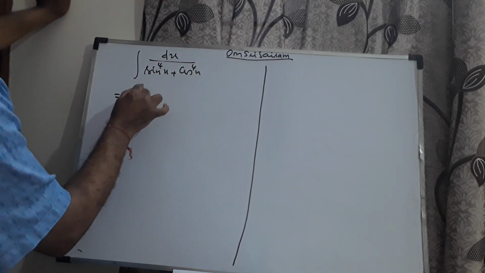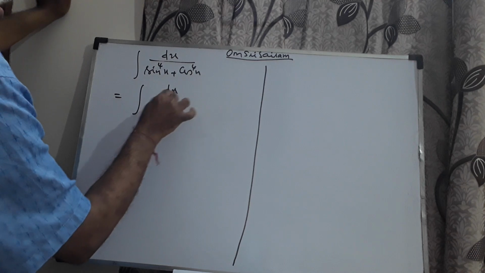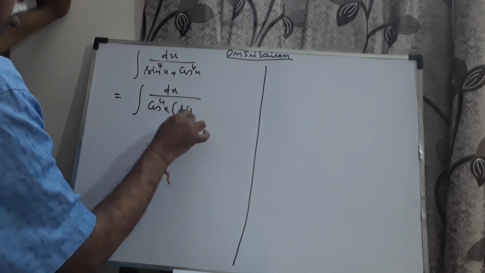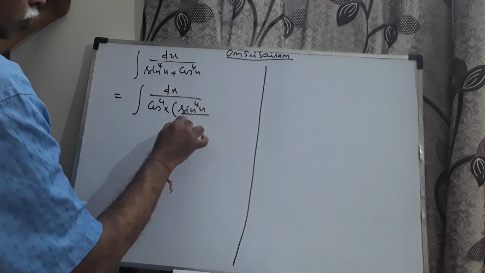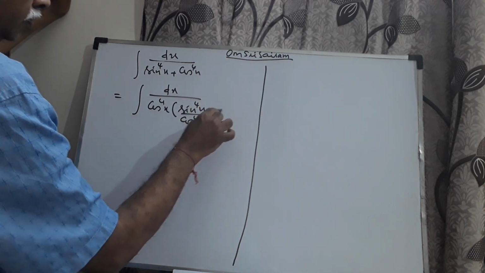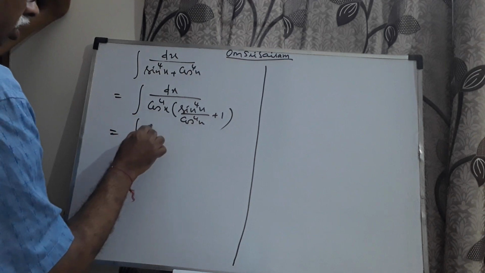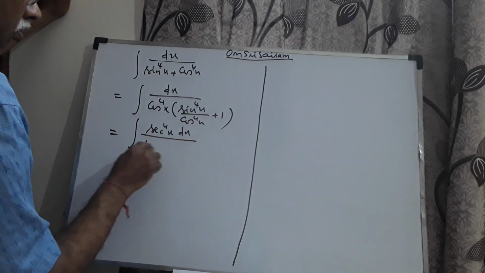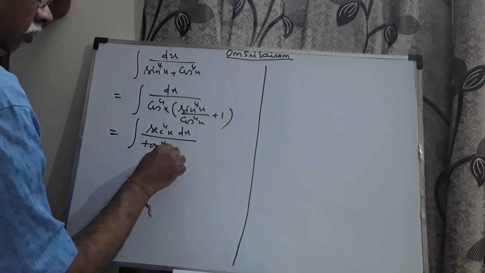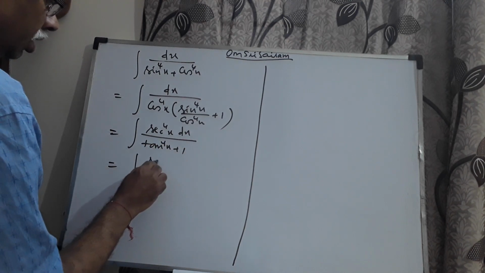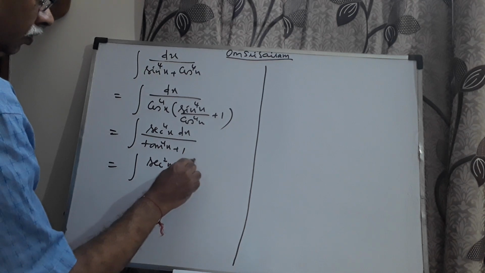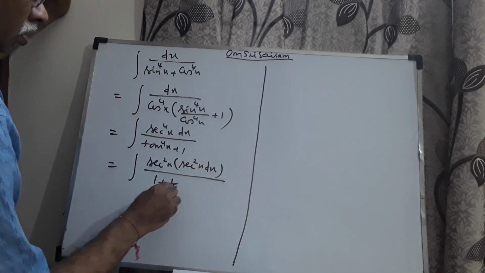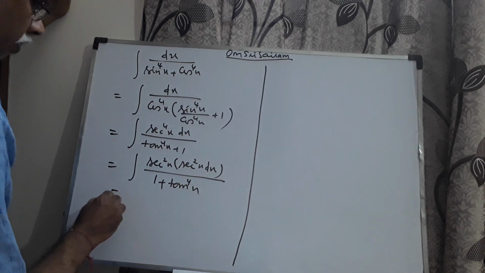Let me just start with the answer. This is the given one. I will just take out cos power 4x as common. Therefore, I will end up with sin power 4x by cos power 4x plus 1. I will take this to the numerator. I will write it as secant power 4x by tan power 4x plus 1, which can be written as secant square x into secant square x dx divided by 1 plus tan power 4x.